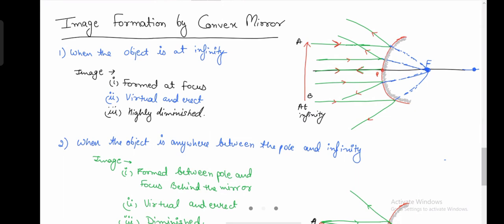Now, in this case, what are the properties of the image? First of all, this image is formed at the focus. You can see it is at the focus. Then you will also see that this is a virtual image. What do I mean by that? That it is behind the mirror. In that case, we consider that this is a virtual image.